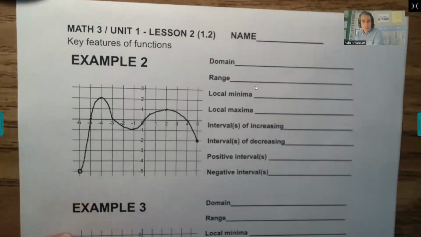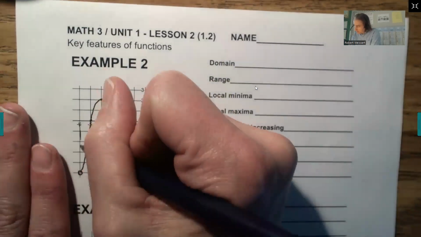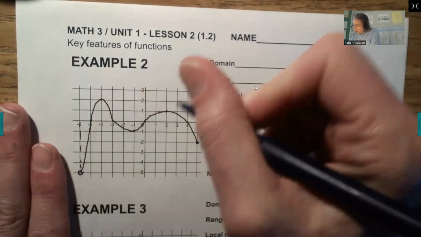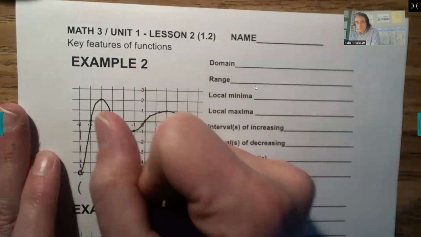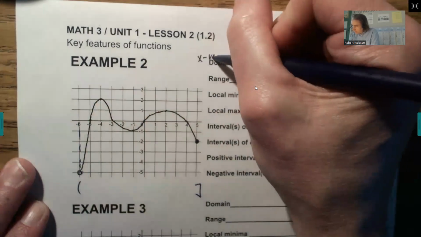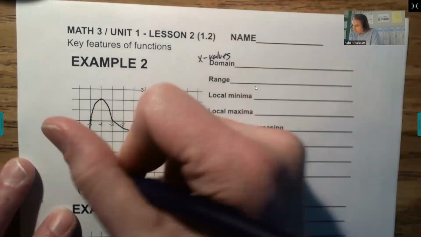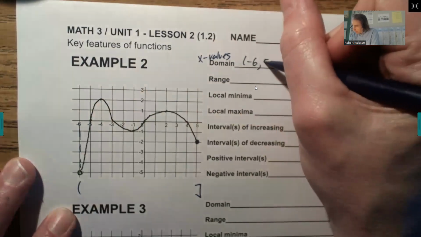All right, for example 2, let's check it. So our domain looks like it starts at -6 with an open circle, and then it ends at +5 with a closed circle. So that's a parenthesis for that and a bracket. Remember, domain are your x values. So your domain looks like it's going to be between -6 and 5, bracket.